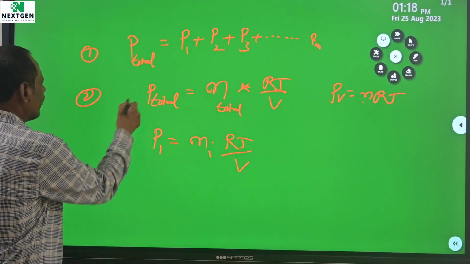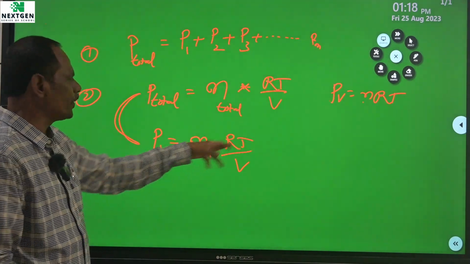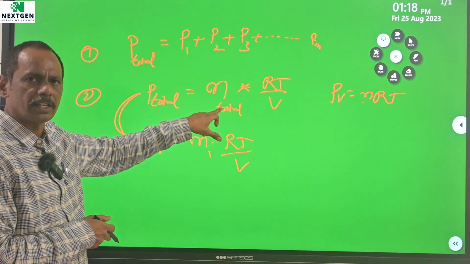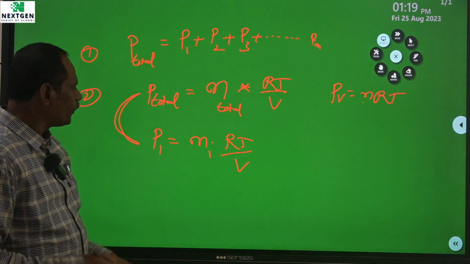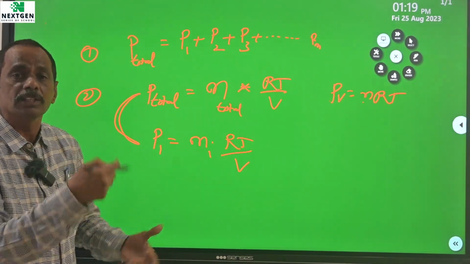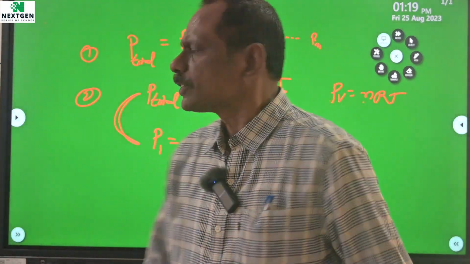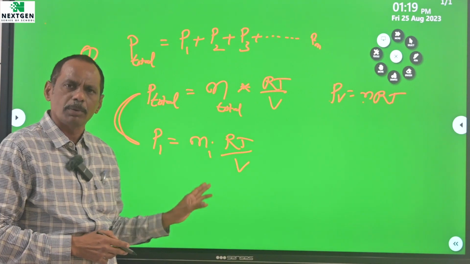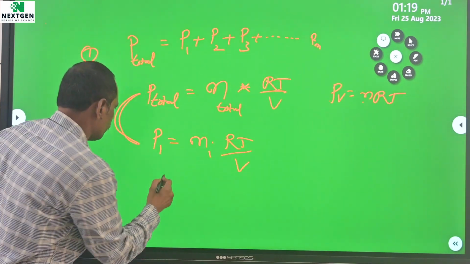Observe, compare these two: both are the same, P = nRT/V. If you take the total number of moles of all the gases present in the mixture, it gives the total pressure. If you take the number of moles of one gas present in the mixture, it gives the pressure of that gas, which is called partial pressure. So the partial pressure of a gas in a gas mixture is equal to the number of moles of that gas times RT by V. Or we have another formula.